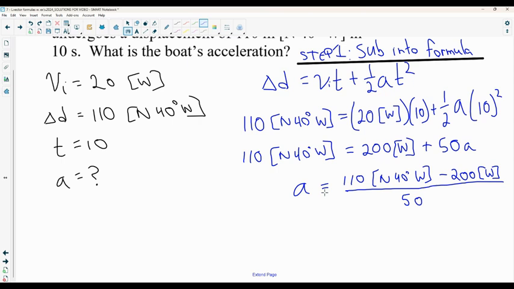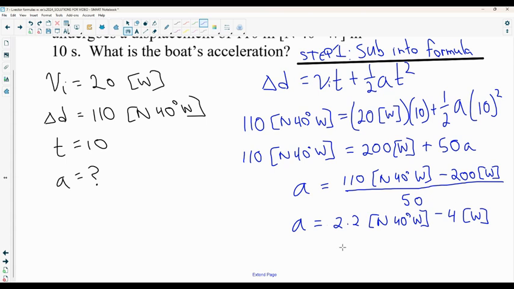Okay, we're getting there. Let's divide both of these by 50 because they're both being divided by 50. Let's see what we get. So we divide our first one by 50. 110 divided by 50 is 2.2. Direction's the same, north 40 degrees to the west. And now 200 divided by 50, that's going to be 4 to the west. Okay, good, except we're subtracting vectors, right?